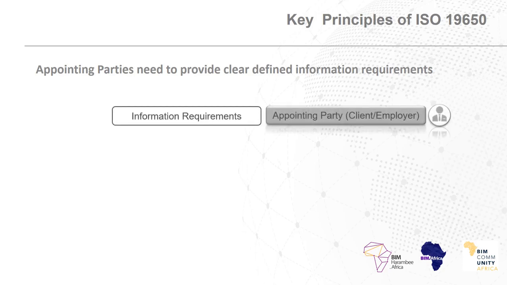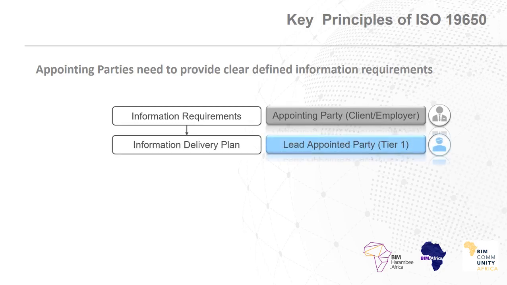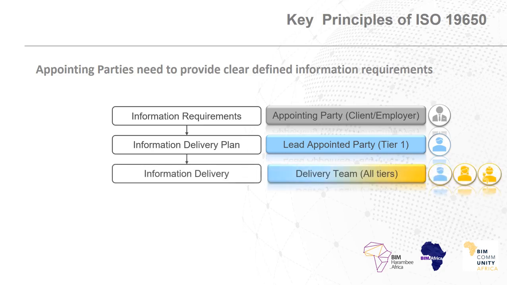Then the lead appointed party provides a plan for how and when to deliver the information on the project. Then the delivery team deliver it. Then the appointing party approves the information, or the non-approvals are fed back. The requirements or delivery can be changed as necessary.